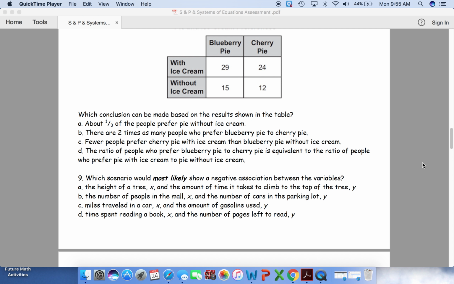Number 9. Which scenario will most likely show a negative association between the variables? A, the height of a tree X and the amount of time it takes to climb to the top of the tree Y. B, the number of people in the mall X and the number of cars in the parking lot Y. C, miles traveled in a car X and the amount of gasoline used Y. D, time spent reading a book X and the number of pages left to read Y.